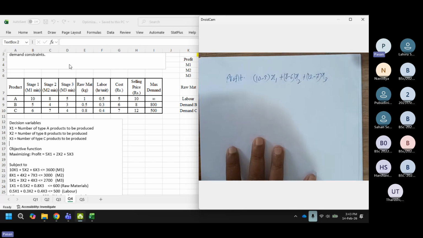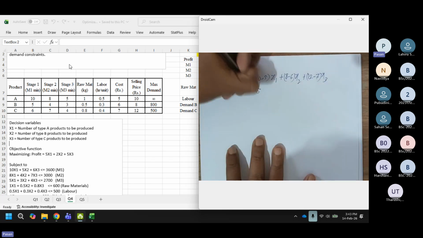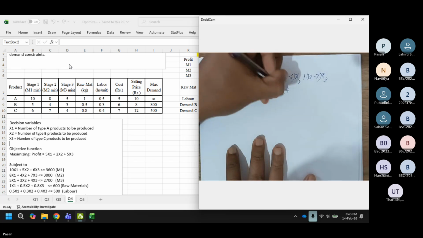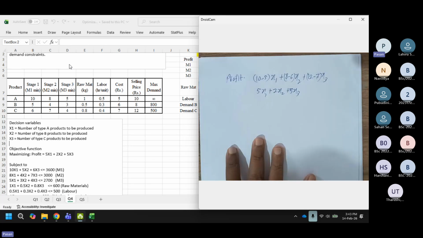So these are my profits: 5, 2, and 5, right? So that's how I get the profits. These are my objective function there. That's going to be my objective function. And then I can define some constraints here, right?